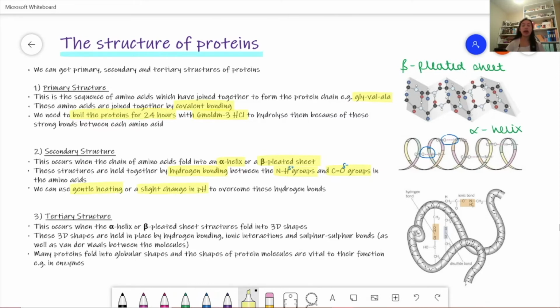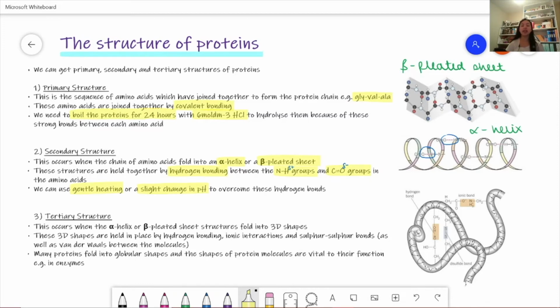This is because hydrogen bonds are a type of intermolecular force, so they don't take very much energy to break. That's why we only need very gentle conditions, so quite a low heat and only a slight change in pH. Whereas when we looked at the primary structure, because all the amino acids were joined together by covalent bonding, which is a very, very strong type of bonding, we need harsher conditions to break them down.